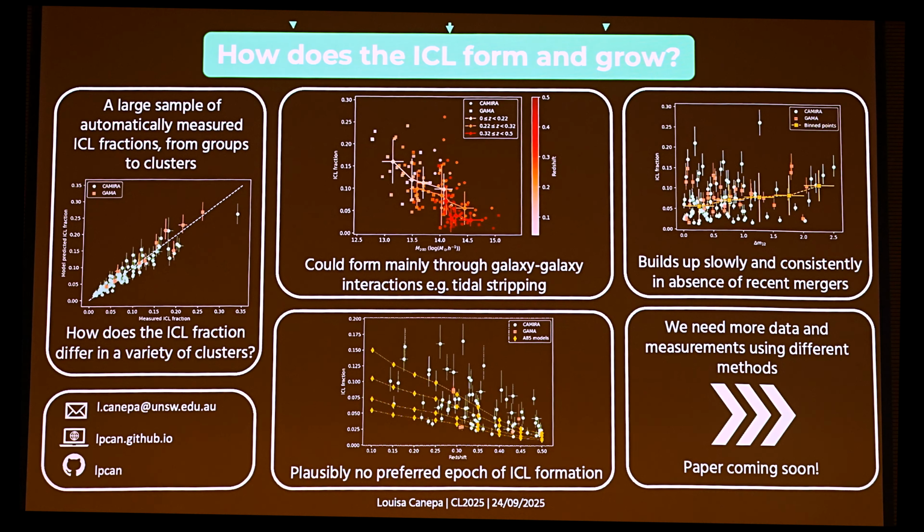more work needed there. What we really need is a lot more data, which we will get, and also measurements using the different methods that are available to measure the ICL fraction. Here, I've talked about one specific one, but there are a lot of different methods and they all come with their own different systematics and biases and assumptions, and so it's really important to get a full overview of what's going on with other methods as well. There will be a paper coming soon. It does exist and people have seen it, but it will be out at some point. And yeah, that's all. Thank you.